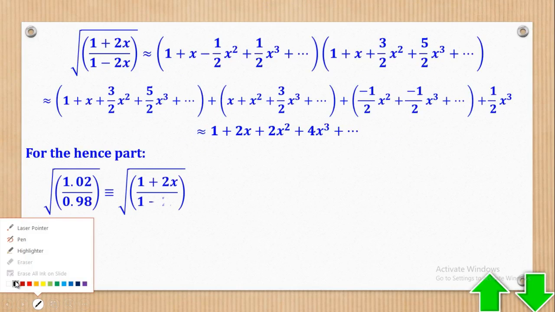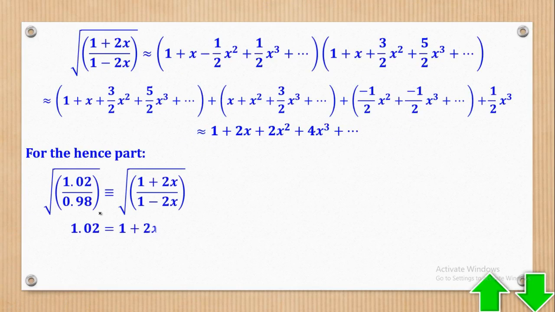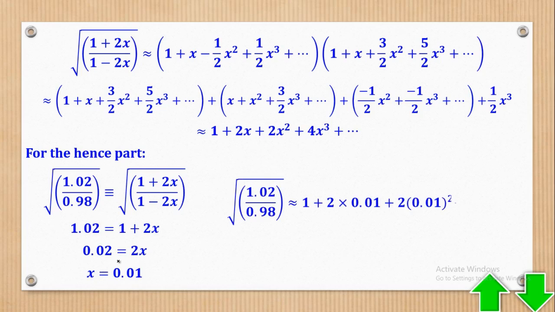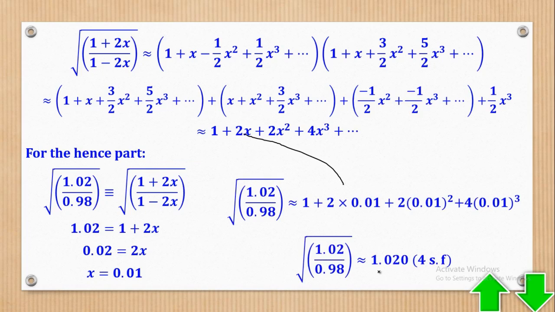So the first thing to do is to look for a way of getting the value of x. So this means that when I compare, x will be equal to 0.01. Therefore, substitute where there is x, put there 0.01 to come up with that value as 0.0204 to significant figures. So that was the hence part.